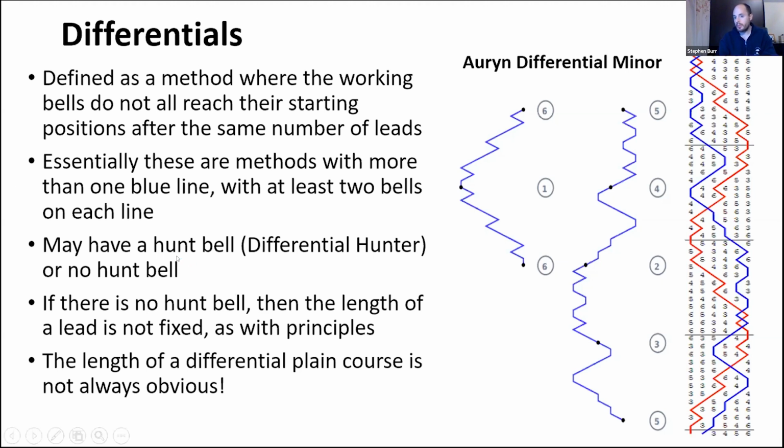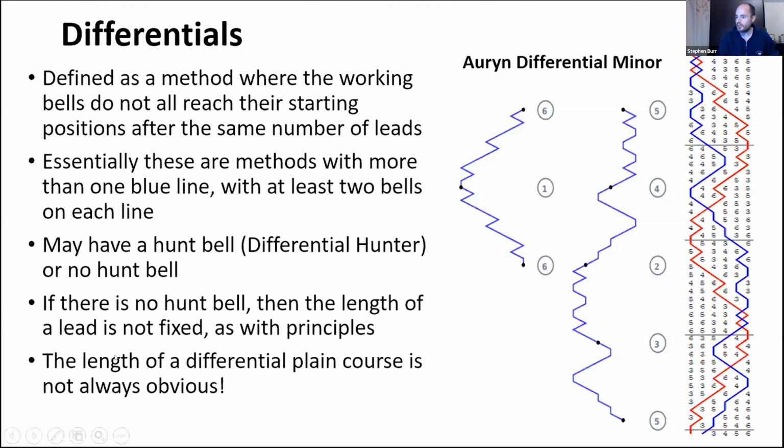They can still have hunt bells in them, and they're then termed as differential hunters. So it's possible to have a method where there is a hunt bell, which may be following a plain hunt path or a treble dodging path, or any of the paths we've talked about, as well as having then 2 or more groups of bells that are doing what we would term work. So 2 or more blue lines in addition to the hunt bell. If there isn't a hunt bell, then as with principals, the length of the lead isn't fixed. The length of the lead is as long as it takes for the bells on each line to finish each section of work and start the work of another bell.